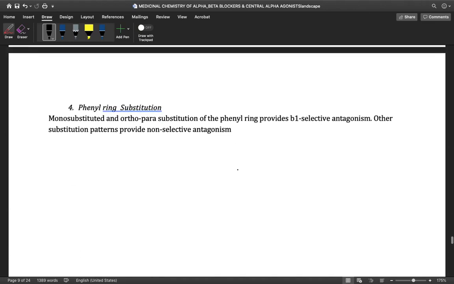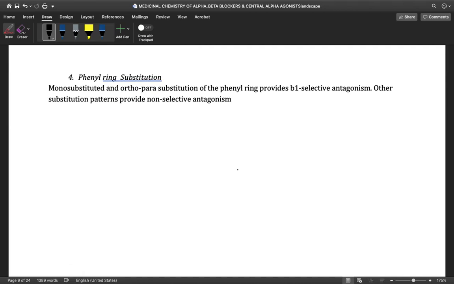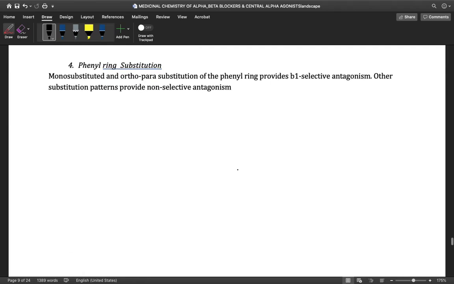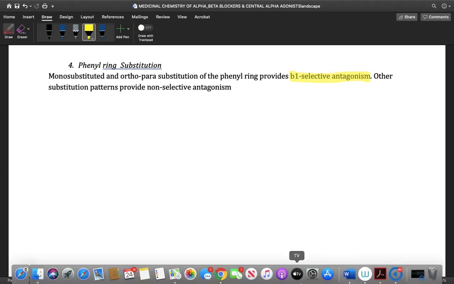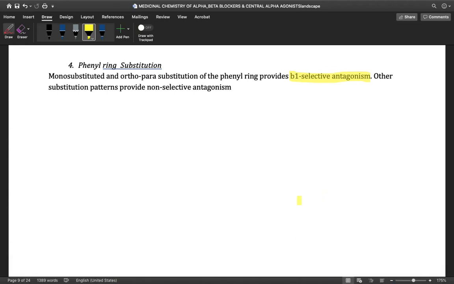Phenyl ring substitution, ortho-para substitution of the phenyl ring is going to provide beta-1 selective antagonism. So beta-1 selective antagonism is going to be facilitated by ortho-para substitution of the phenyl ring, okay? And any other type of substitution pattern is going to lead to non-selective antagonism. So again, when you have ortho-para substitution of the phenyl ring, it is going to lead to beta-1 selective antagonism.